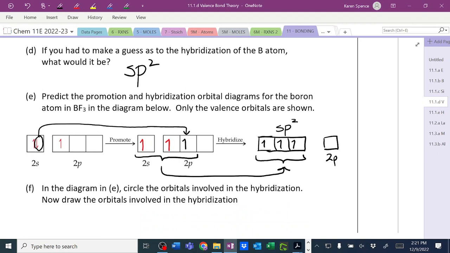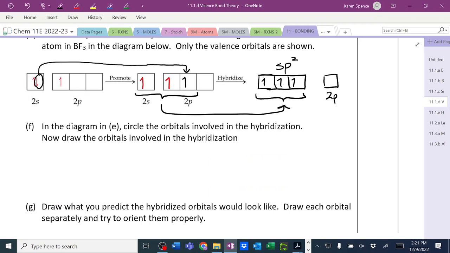Okay, I think we've done question F already. Oh yeah, there's a 1s2. It's just not a valence electron, so we're ignoring it.